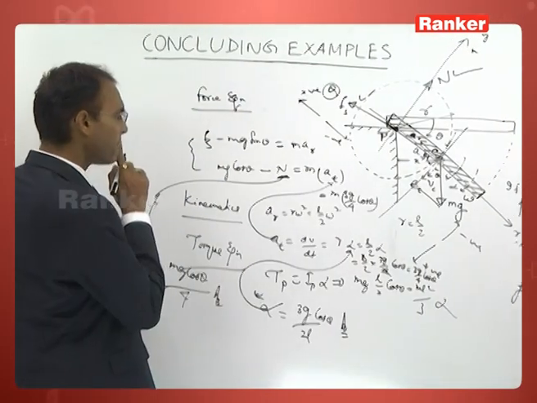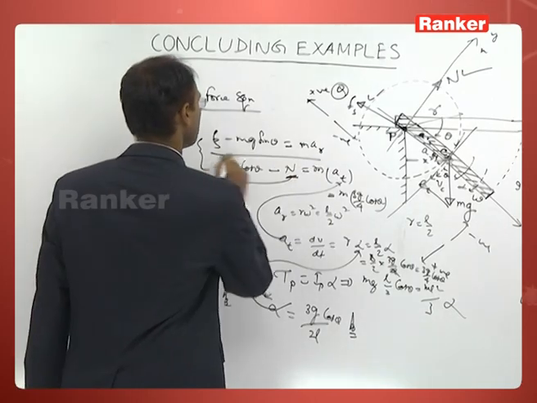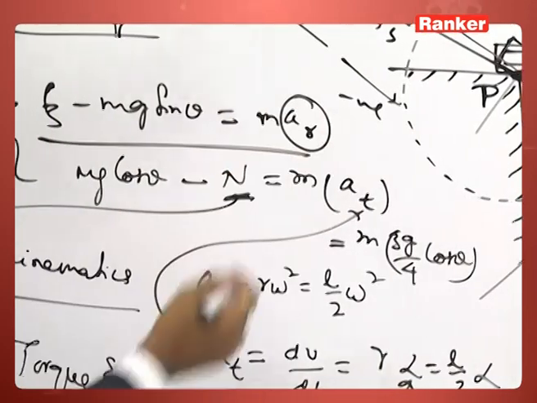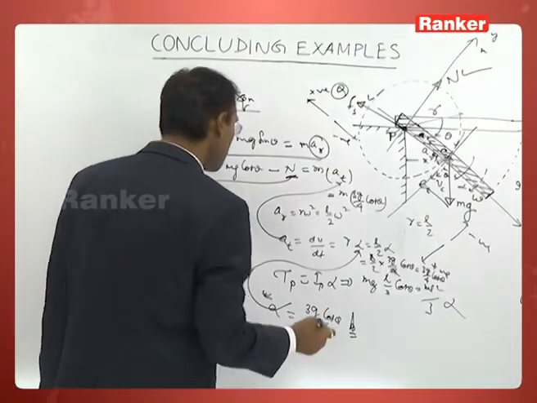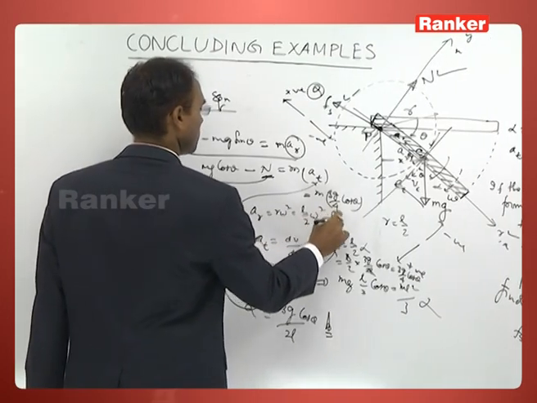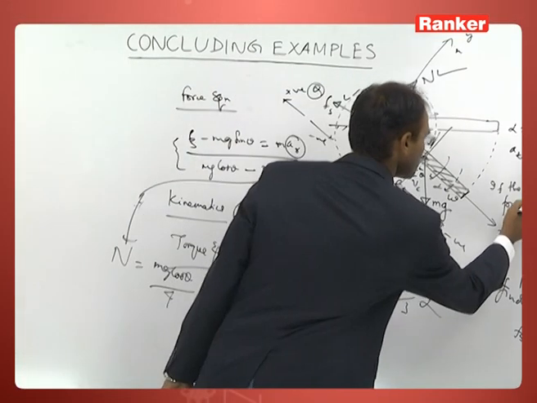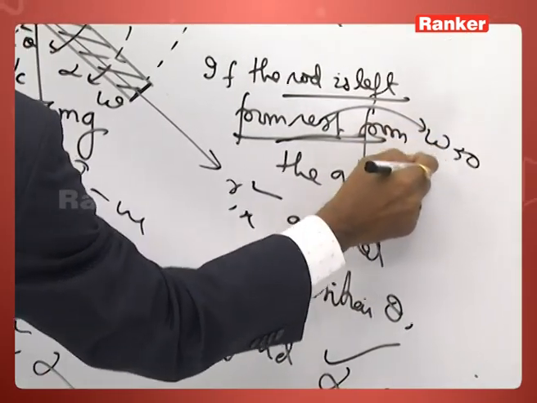To find the force of static friction, we have to catch this equation. While you catch this equation, we encounter radial acceleration, where radial acceleration is equal to L by 2 into omega square, where omega is equal to 0, because the rod is left from rest. Rest means both omega 0 and Vc 0.